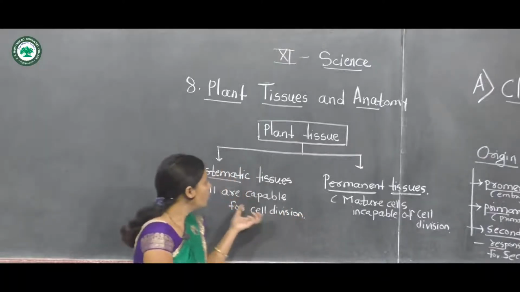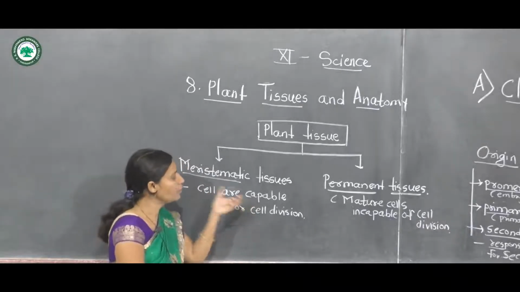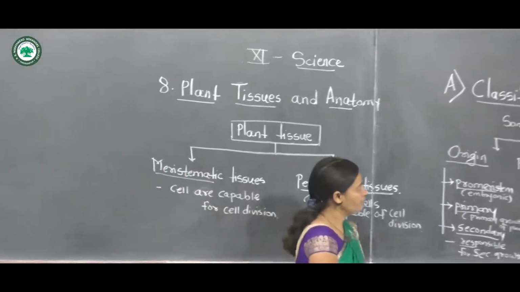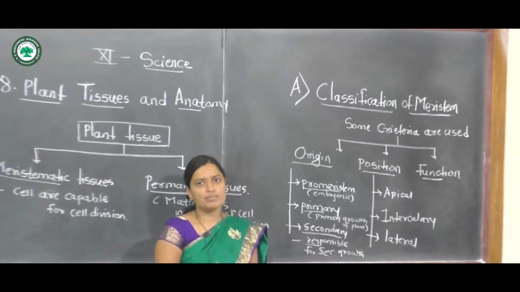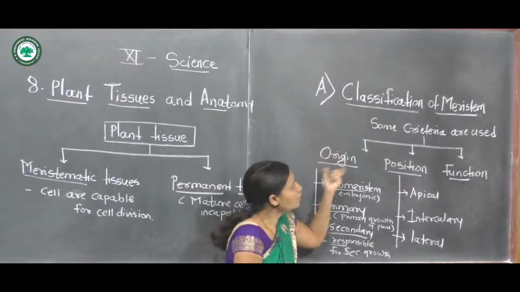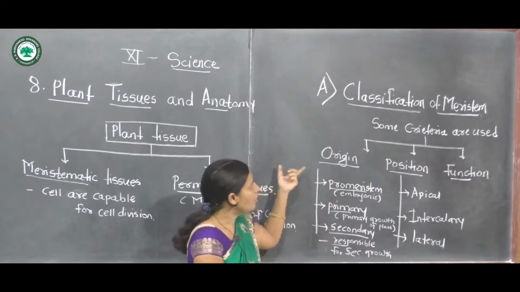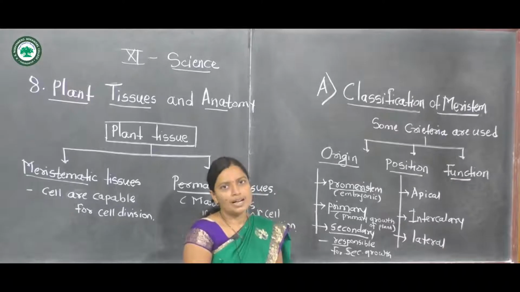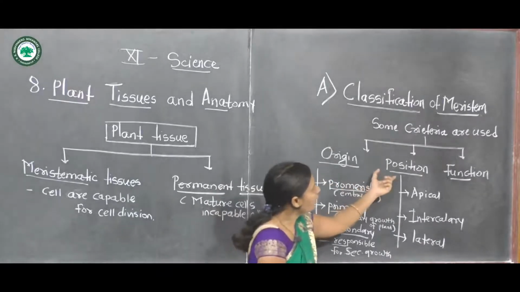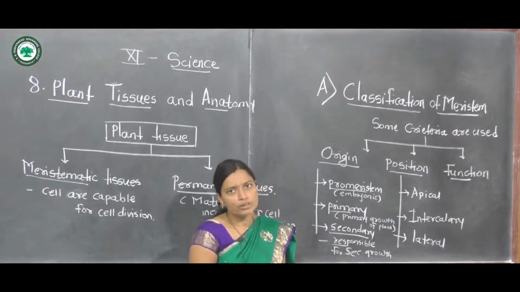Now first of all, let us discuss the meristematic tissue, which is important for cell division. The classification of the meristem uses some criteria. The first criterion used for the classification of meristem is the origin. Another criterion is the position, and the third criterion is the function of the meristem.